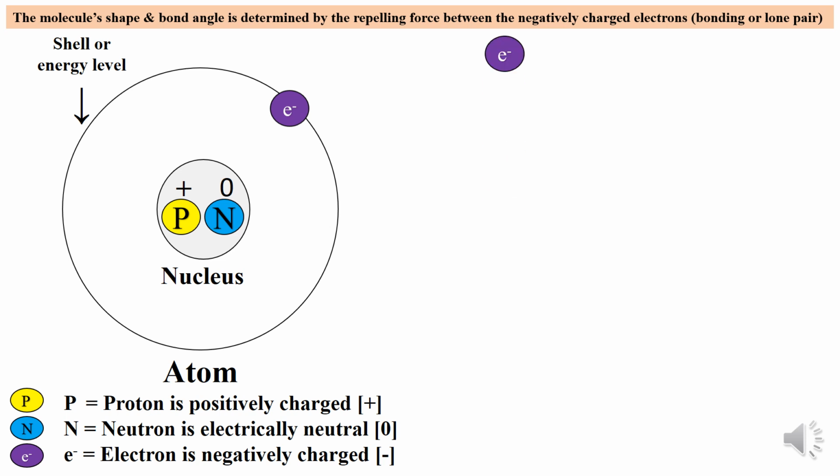As you all know, like charges repel each other, and negatively charged electron is no exception. When a negatively charged electron approaches or comes close to another negatively charged electron, they repel each other in order to maximize the distance from one another.